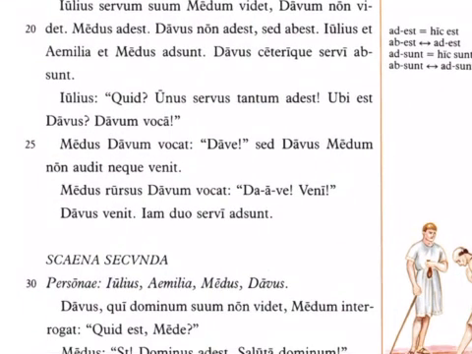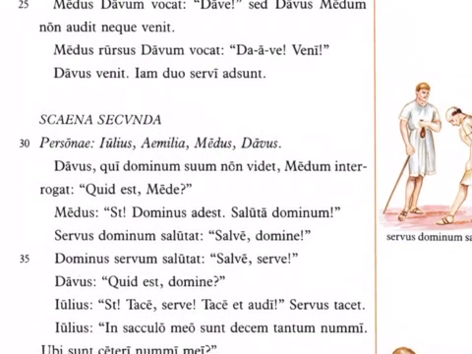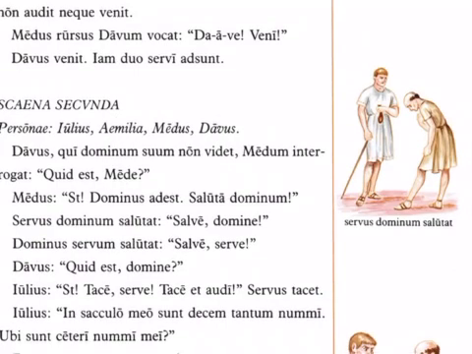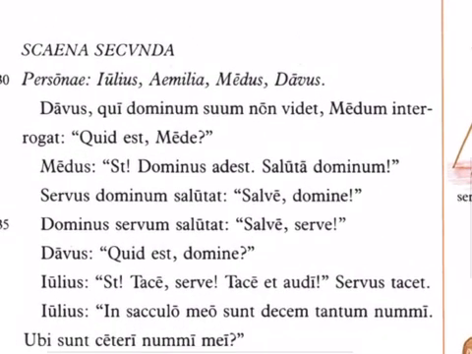So welcome to this audio video lesson on chapter 4, Capitulum Quartum, and we're looking at Scena Secunda, the second scene this time. See out in the margin, servus dominum salutat, slave greets his master. There's Julius the master, he has his baculum, or staff, and his saculus, his pouch, or small bag, and we see Davus taking a kind of bow there to greet. Okay, personae, characters in this scene: Julius, Aemilia, Medus, and Davus.